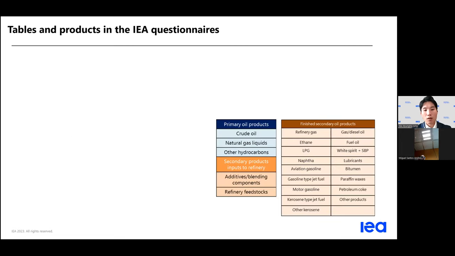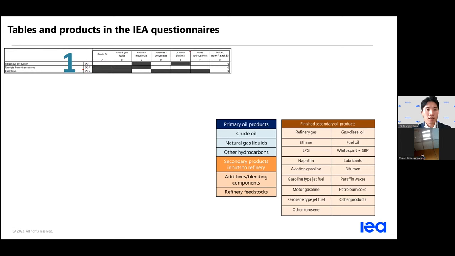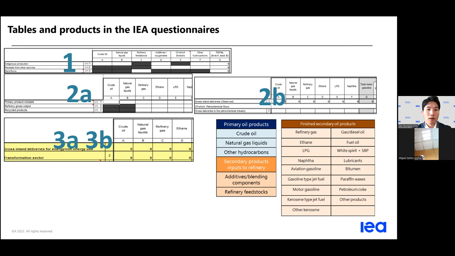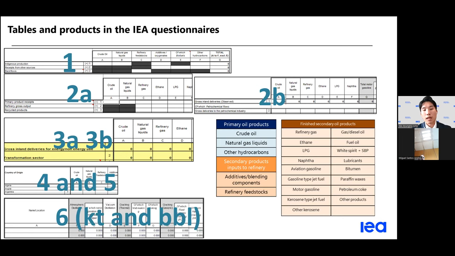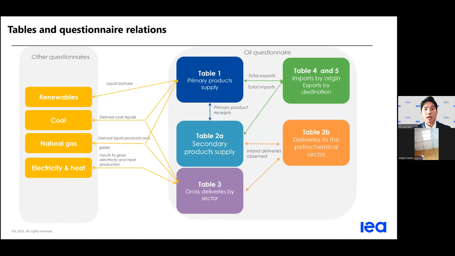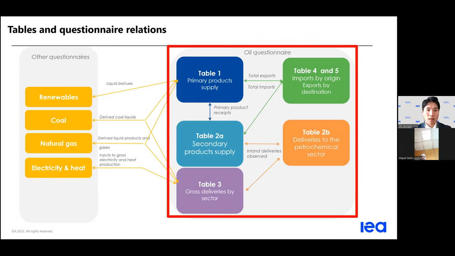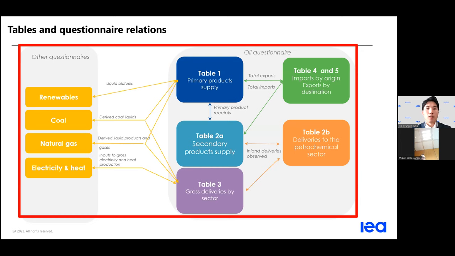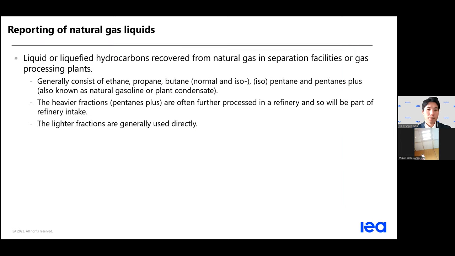To report all of these different kinds of oil products in the IEA annual oil questionnaire, we have a number of tables. And each table is correlated to each other. And plus, the oil questionnaire is again related to another fuel questionnaire. And here are some tips to ensure the consistency between the questionnaires and tables.